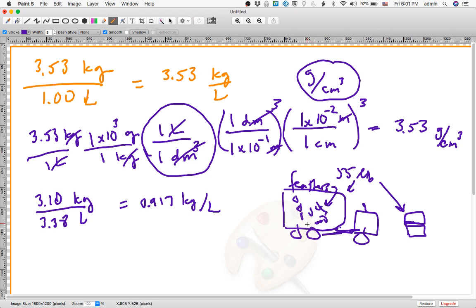So in this example, feathers have a lower density than bricks. That is the meaning of density.